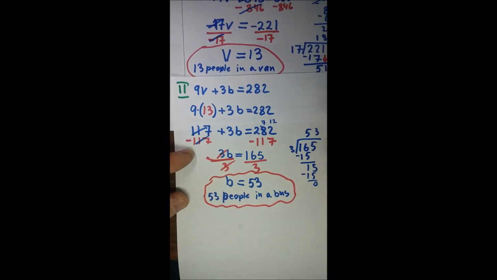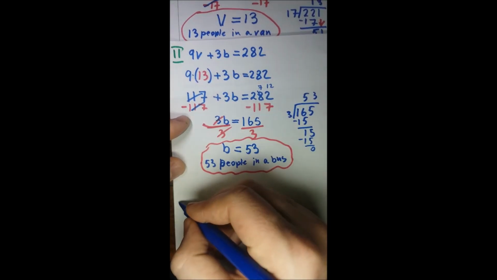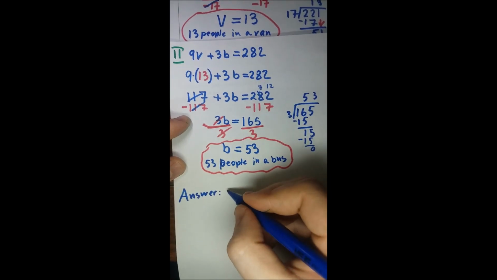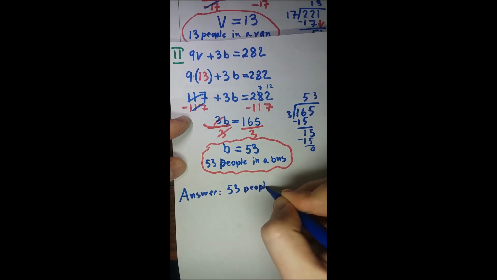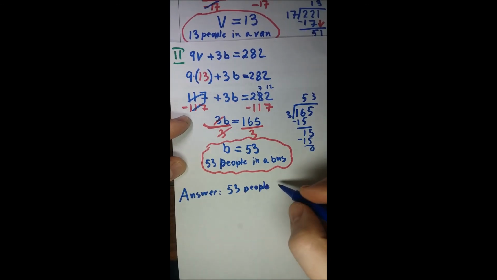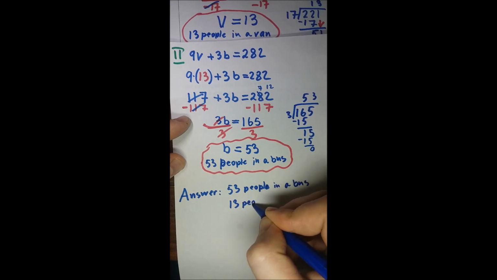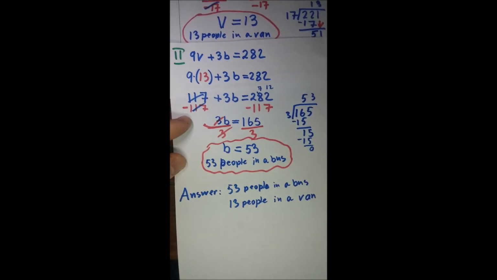And now to write down the answer properly, yes, I have to do that. Answer: 53 people in a bus. And how many people are in the van? 13 people in a van. Done.